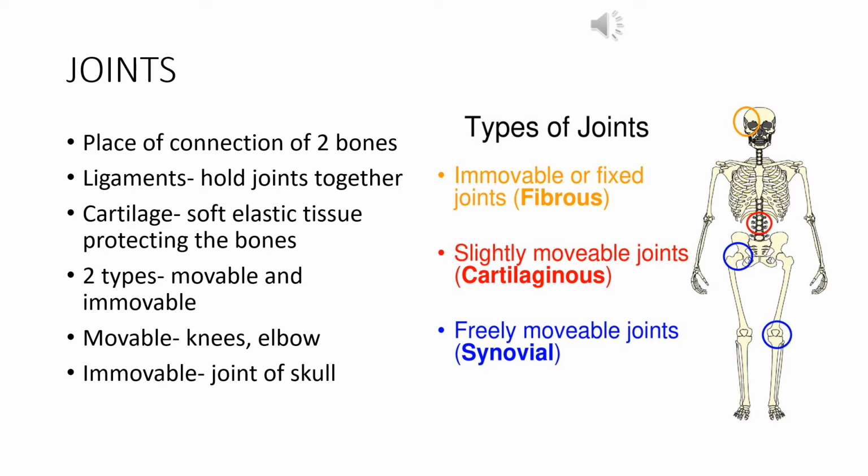Ligaments are the structures that join or hold two bones together. Cartilage is a soft elastic tissue that protects the bone, absorbing all the shock that the bone might receive from the external environment.